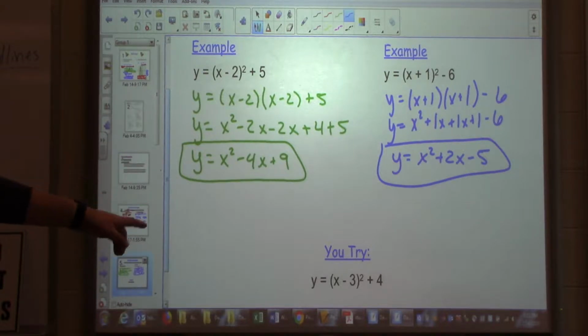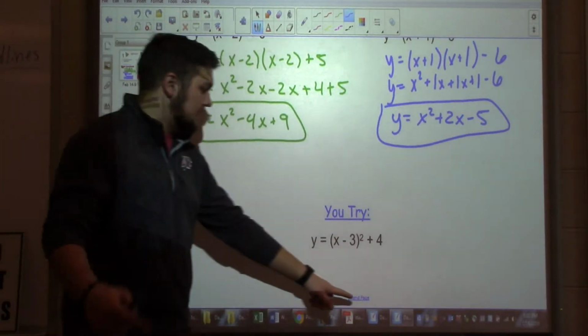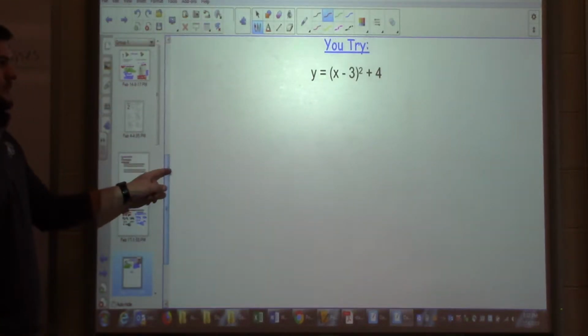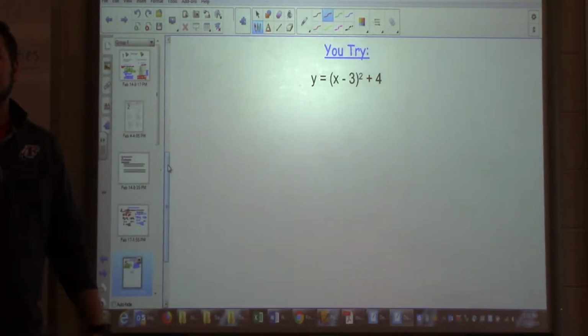Try the third one. I'll do it on the board as you do it on your paper. Then we'll compare answers to see who's smarter. Hopefully we're all just as smart as each other.